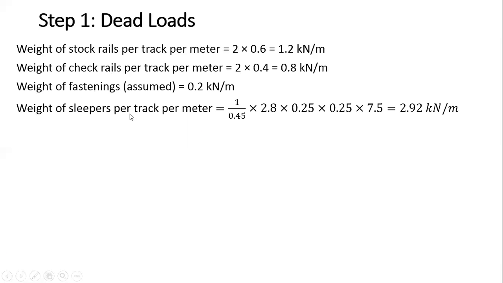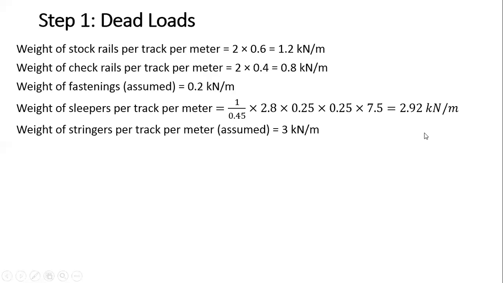Now weight of sleepers per track per meter. How much is it? This is the length of the sleeper, and this is the cross section, 0.25 by 0.25. This is the unit weight of sleeper material, that is the unit weight of wood, 7.5 kilonewton per meter cube. And you have to divide by the center to center spacing of the sleepers, which is 0.45 meter. So this comes out to be 2.92 kilonewton per meter. That is the weight of sleepers.